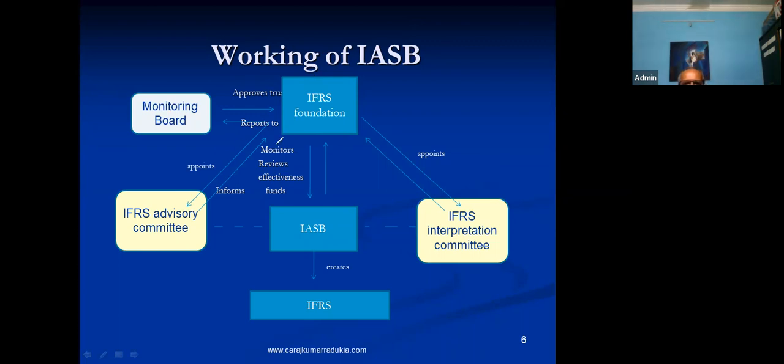Now understand the structure of the IFRS Foundation. The IFRS Foundation is linked with the IFRS Committee. Then there is the monitoring board, whose job is to monitor. And there is one advisory committee, the IFRS Advisory Committee. This advisory committee always gives advice to the various committees.